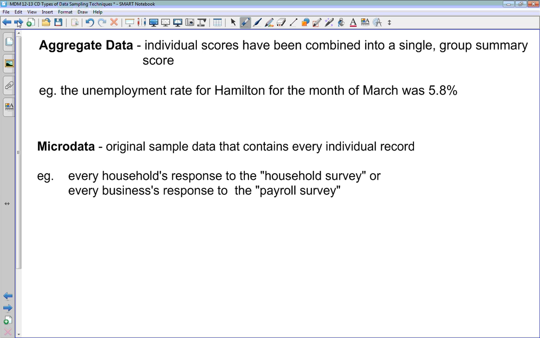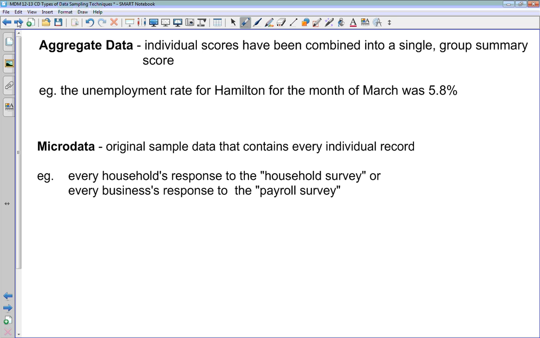So for an example here of aggregate data, I've listed the unemployment rate for Hamilton for the month of March was 5.8%. So they have taken all of the data that they collected to try and measure the unemployment rate, and they've put it together into this one number, 5.8%. Okay, and it represents everything they know about employment in the city of Hamilton for that month.